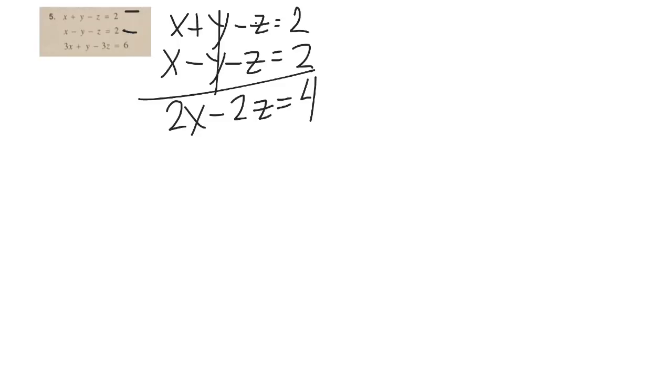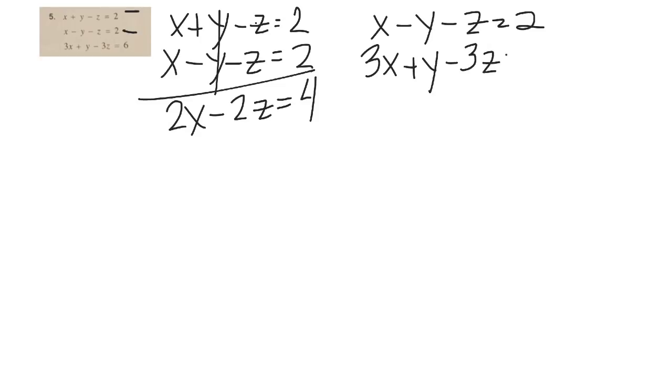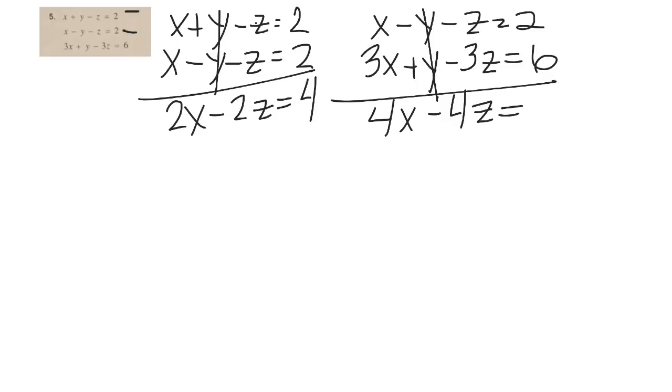Now let's see, we eliminated y, so let's do equation 2 and 3, because then the y's will just eliminate again. So x minus y minus z equals 2, and 3x plus y minus 3z equals 6. So you get 4x, the y is 0, minus 4z equals 8.